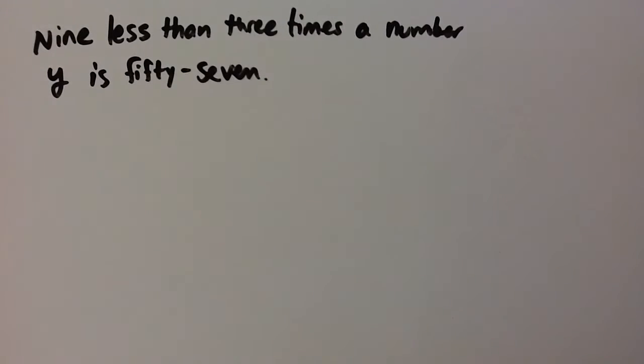Okay, in this problem it says 9 less than 3 times the number y is 57, and I want to write an equation from that phrase and then solve for that variable y.